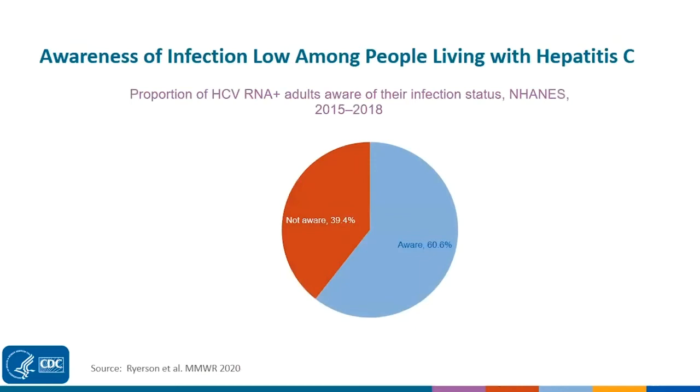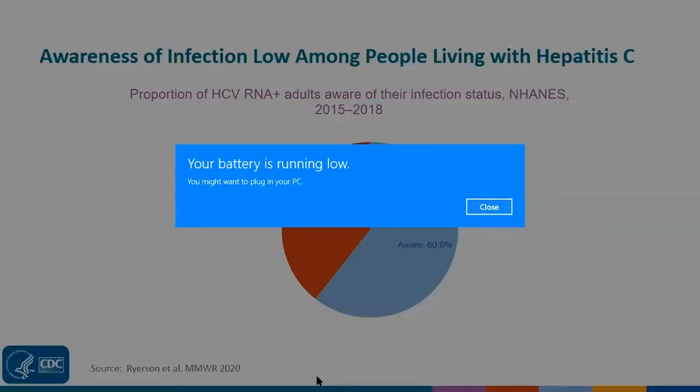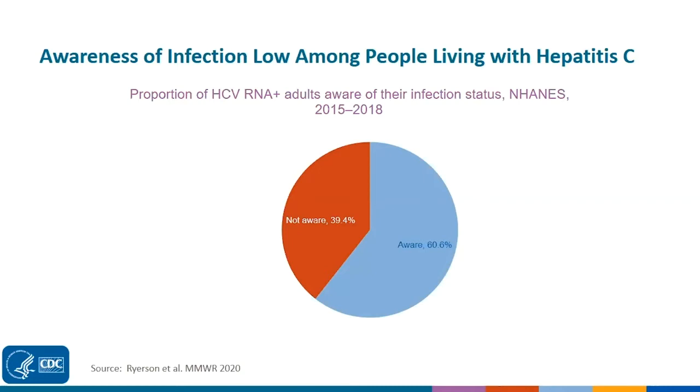Of people living with prevalent hepatitis C, NHANES data, which couples survey data with laboratory results, indicated, in updated estimates from 2015 through 2018, that about 40% of people living with hep C infection remained unaware of their infection. That shows an incremental improvement from the prior analysis, which showed 44% lack of awareness. All of this data, plus extensive cost-effectiveness analysis, prompted CDC to update its hep C testing recommendations. Next.